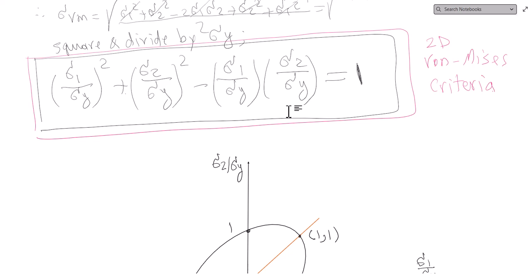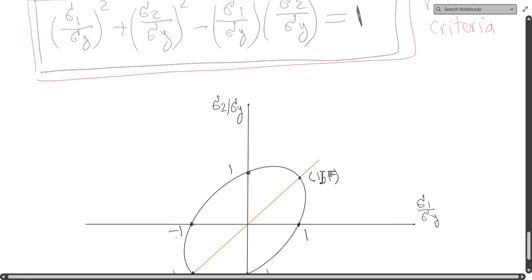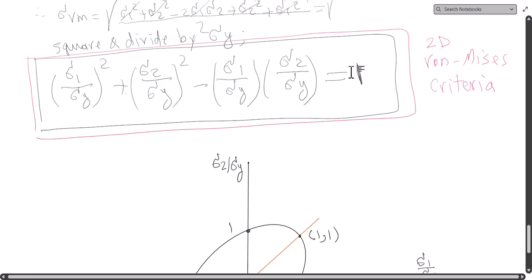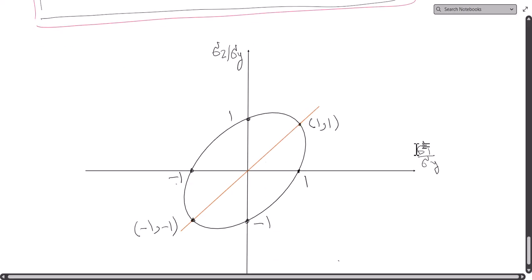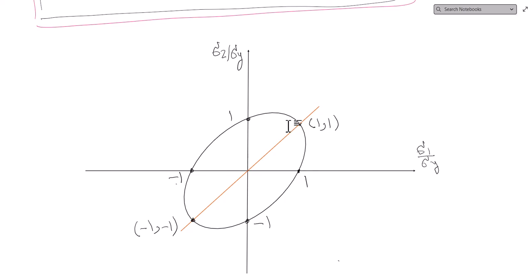Okay, so we continue. What I have done here is, we got this equation, which is the 2D von Mises criteria, and I just graph it here. If you graph it in coordinates which are scaled, sigma 1 and sigma 2 by sigma y, we get a kind of elliptic shape, but rotated about the axis that goes through 45 degrees at the origin of this coordinate system.